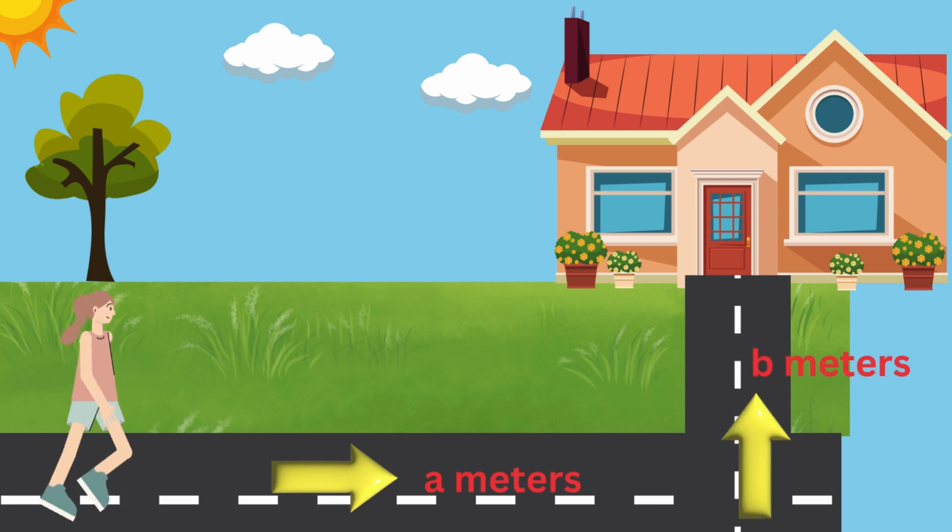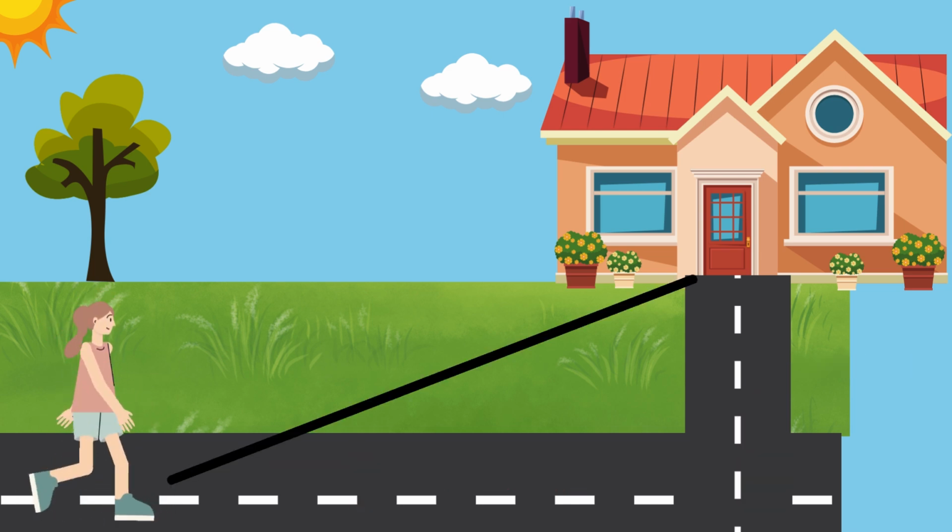But today, Emma is in a hurry. Instead of walking along both roads, she decides to take a shortcut across the lawn, walking diagonally straight to her house. Now, we can use the Pythagorean theorem to figure out exactly how much distance Emma saves.